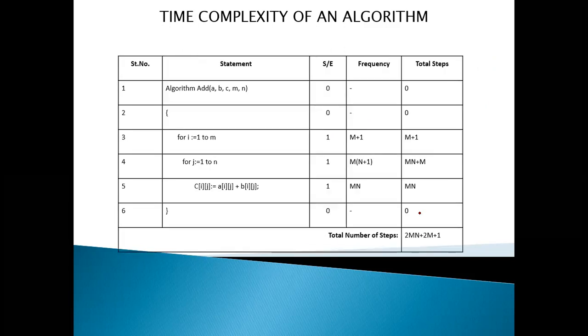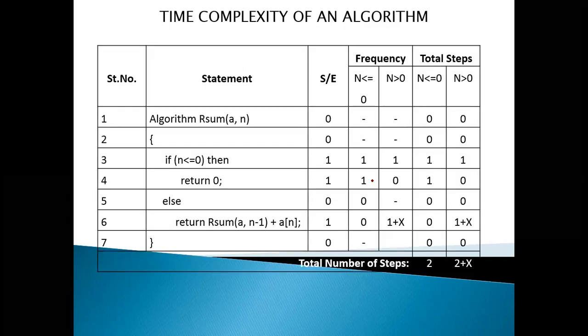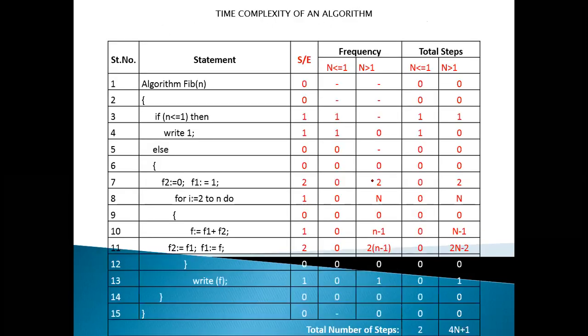So this is another example. Here the outer loop will get executed m plus 1 times. The inner loop will be executed n plus 1 times. Because this is the inner loop, m times it will be multiplied. This statement is m times, and it is n times. That's why these statements are executed m by n times. So this is also another example.